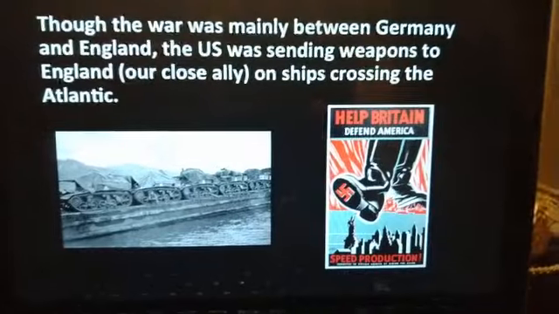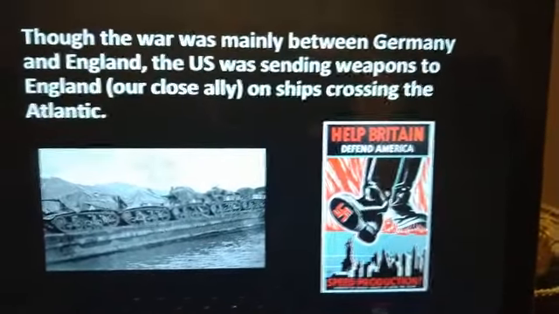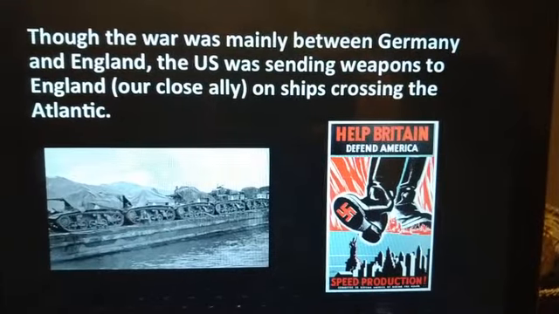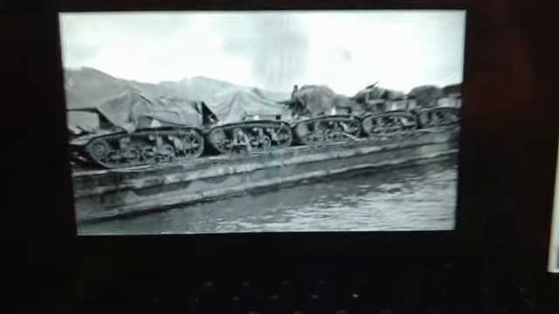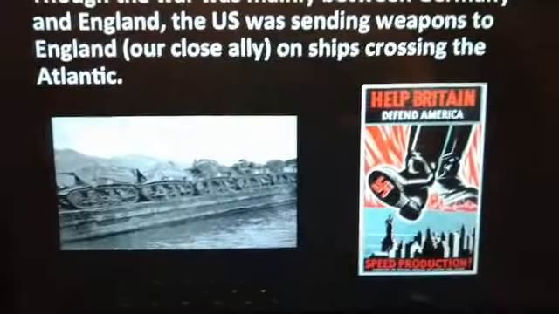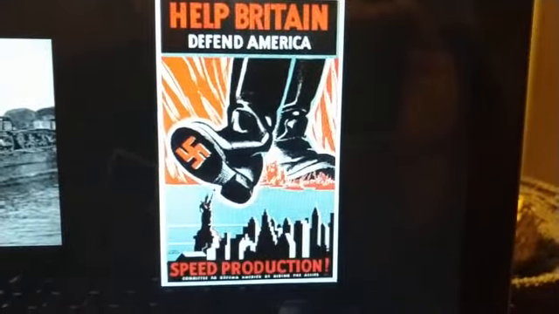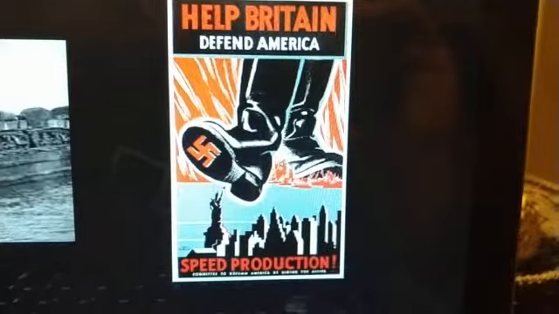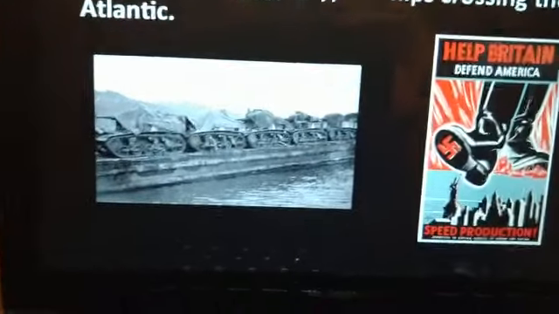Though the war was mainly between Germany and England at this point, the U.S. was already sending weapons to England, who was our close ally or friend. And those weapons were going on ships across the Atlantic, despite the fact the United States wasn't yet involved. Lots of propaganda posters like this one, "Help Britain Defend America." You can see the boot of Nazi Germany coming down onto the Statue of Liberty. So everybody in America agreed that our friends in Britain needed supplies.